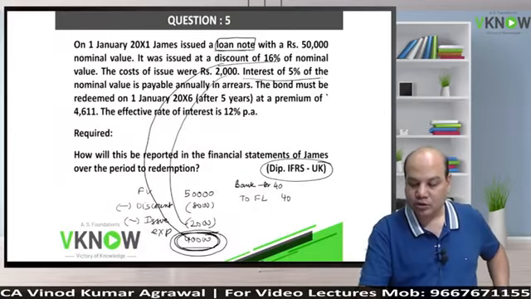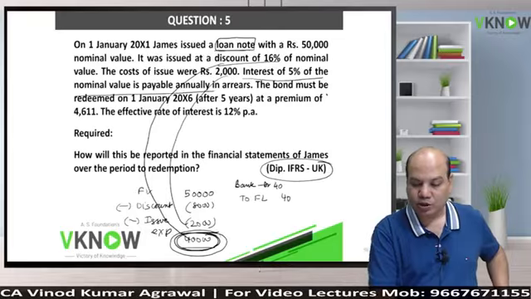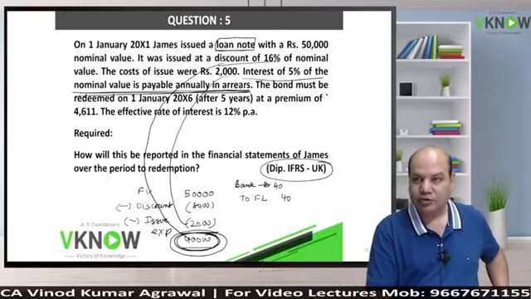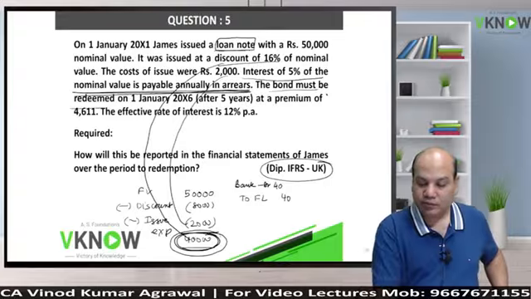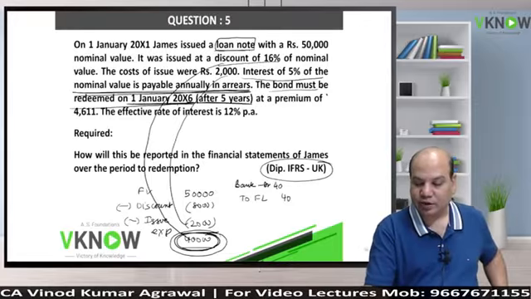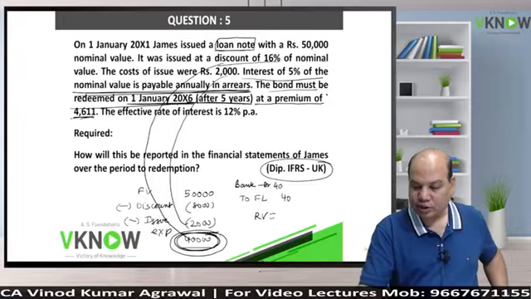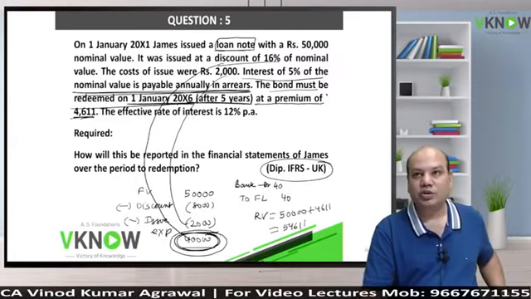Next is interest of 5% of the nominal value payable annually in arrear. Sir, what does annually in arrear mean? At the end of the year, every year. Bond must be redeemed on 1st January 2006, that is after 5 years, at a premium of 4,611. So what is the redemption value? Redemption value is 50,000 plus 4,611. So that is 54,611. First you have to understand the question.